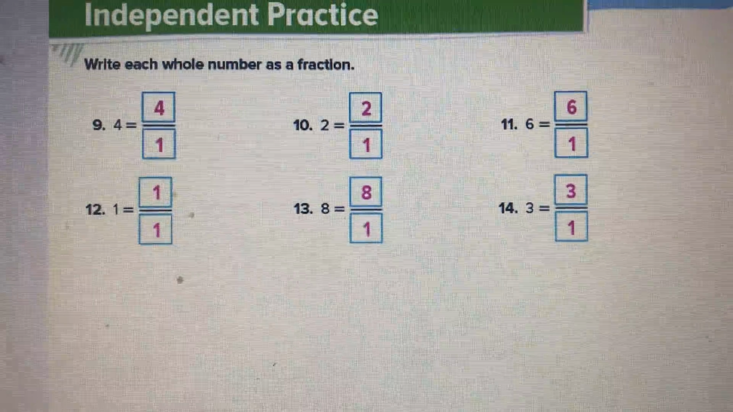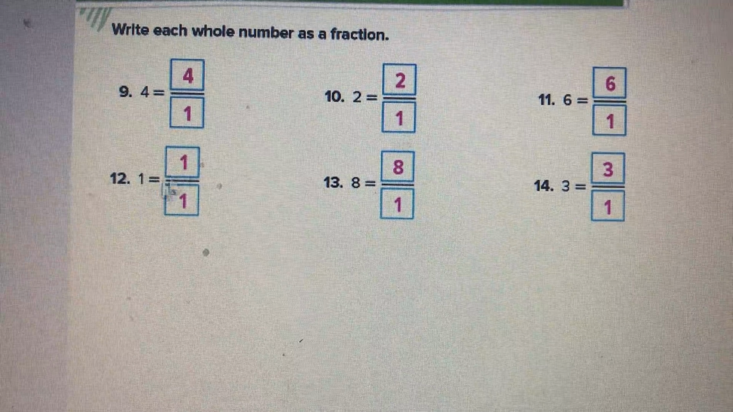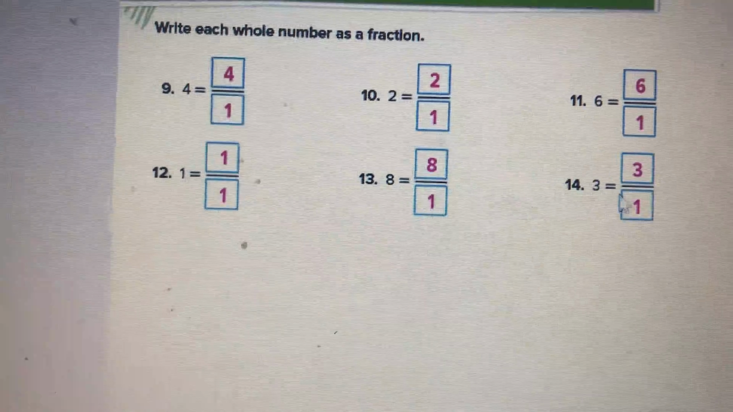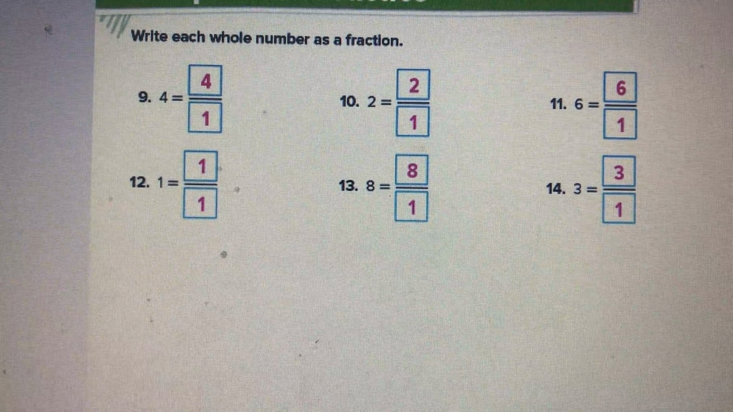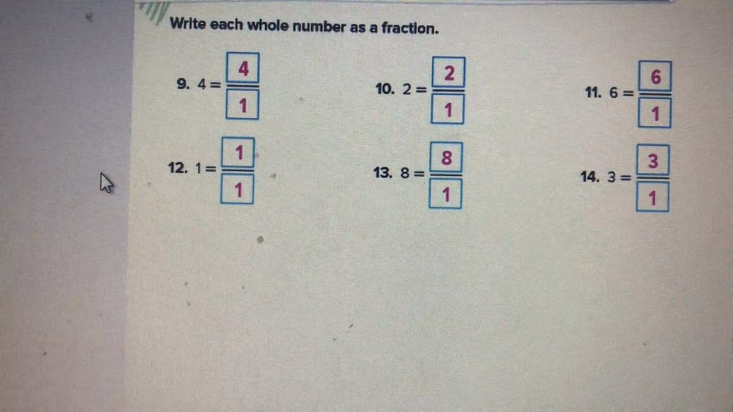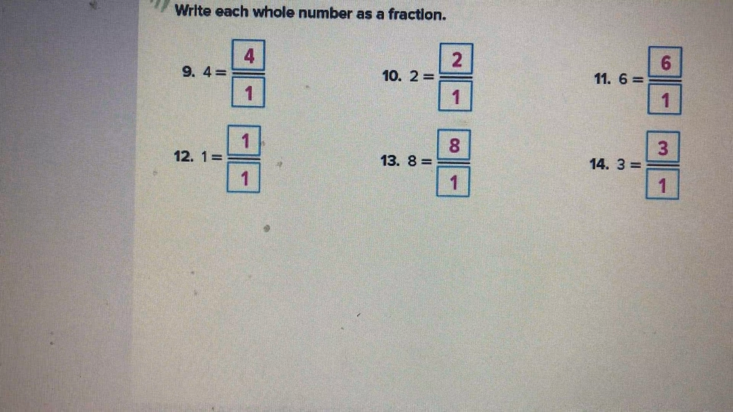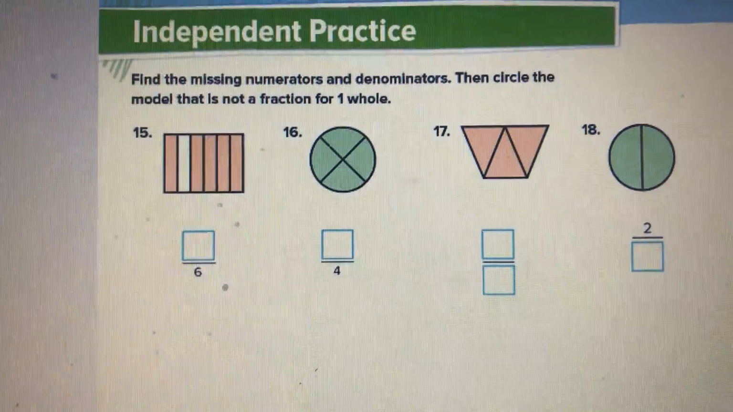Okay, you should have figured out that all of these are going to be over 1. 2 over 1, 6 over 1, 1 over 1, 8 over 1, and 3 over 1. We can't really say 4 fourths because 4 fourths would be equal to 1 whole. So we have to put them all over 1. Okay, then look at this one.